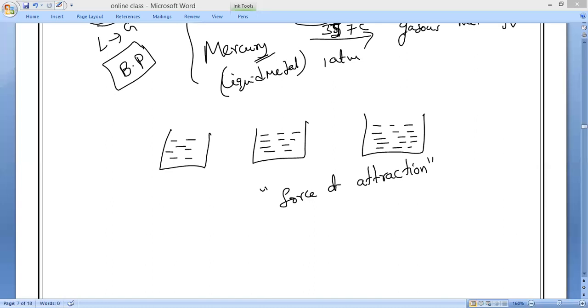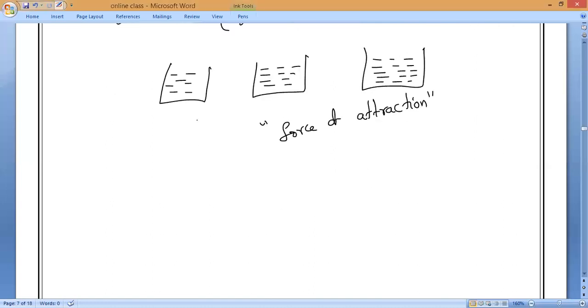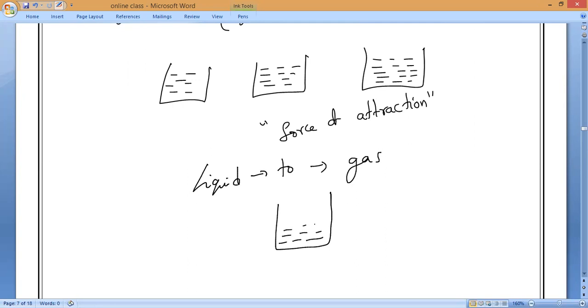Now, what will happen when it is converting liquid to gas? Anybody can tell me what will happen when it is converting liquid to gas? The temperature keeps on increasing. For example, I have water. Let me take 0 degrees Celsius. So at 0 degrees Celsius, what is the state of this one? It is in liquid state.